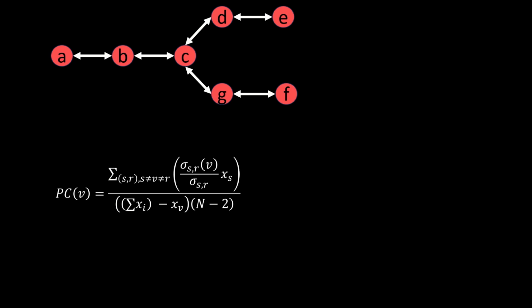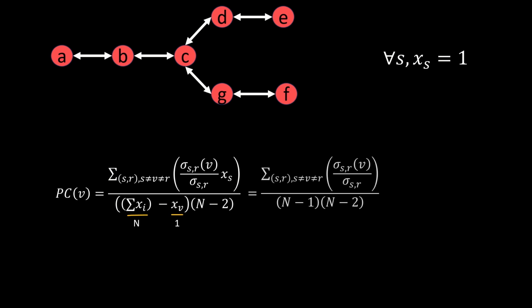Next, let's think about percolation centrality for any node V at a fixed time in a fully percolated network. In this case, all of the weights x sub s are equal to 1, which means the left factor in the denominator is equal to n minus 1. We're left with summing over all ordered pairs of nodes the fraction of shortest paths that pass through our node of interest, and then dividing by n minus 1 times n minus 2. Do you recognize this new expression?